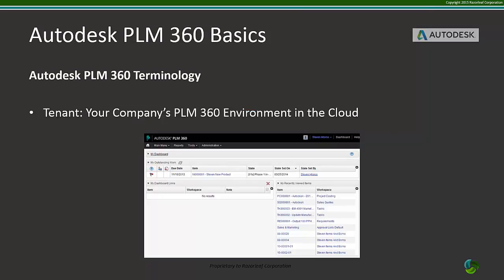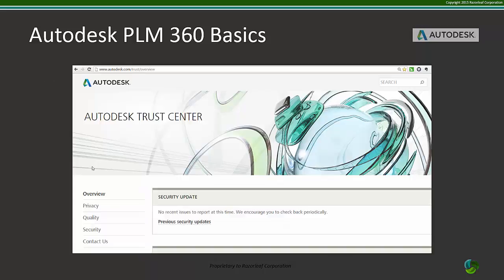Starting with the biggest structure, we have a tenant, which is simply your company's PLM 360 environment in the cloud. You can find out more about the high standards for privacy, quality, and security of a tenant at autodesk.com/trust.